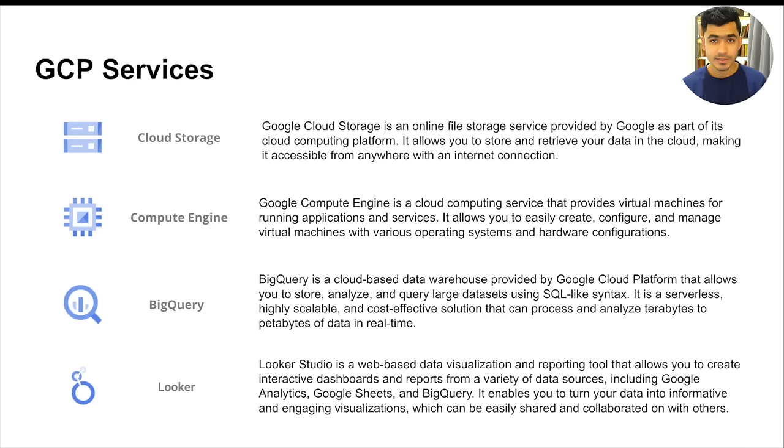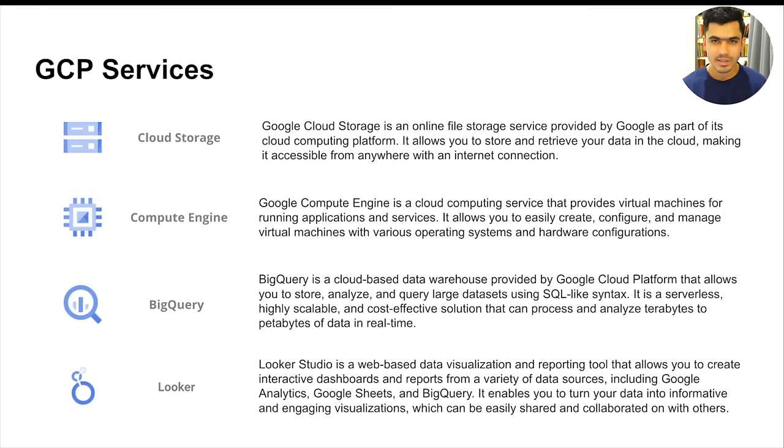After that, these are the GCP services we will be using. Let's understand them one by one and what they really do. First is Google Cloud Storage. If you have worked with AWS or any other cloud, on AWS it is S3, on Azure it is Azure Blob, and on Google Cloud this is Google Cloud Storage, which is an object storage where you can store all of the different types of files. All of the data that we get, we will store onto Google Cloud Storage.